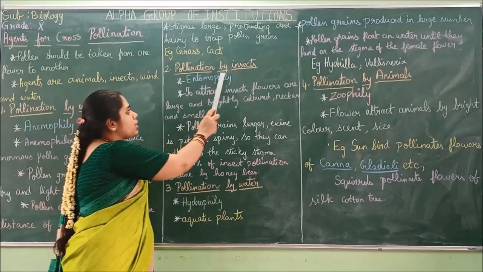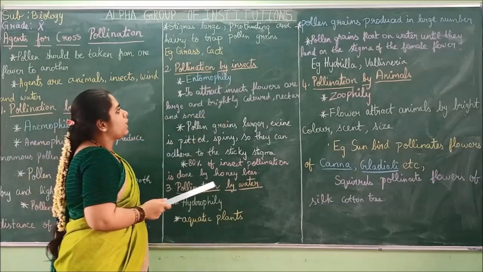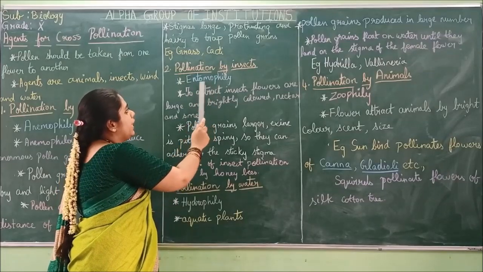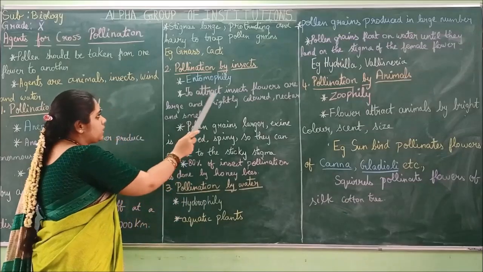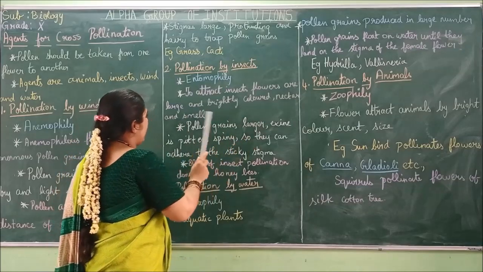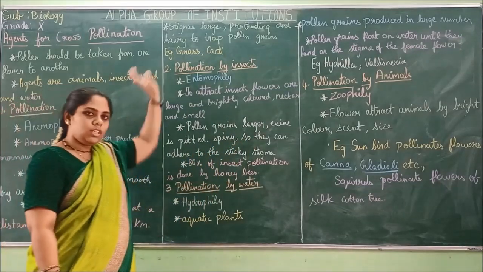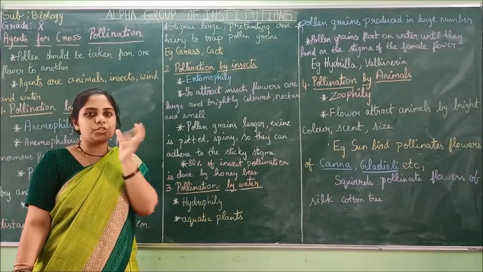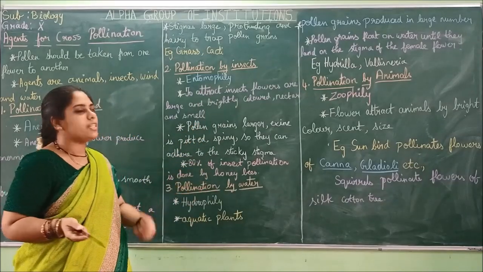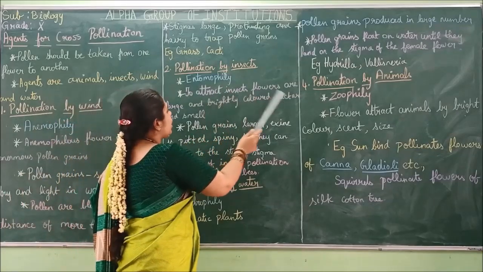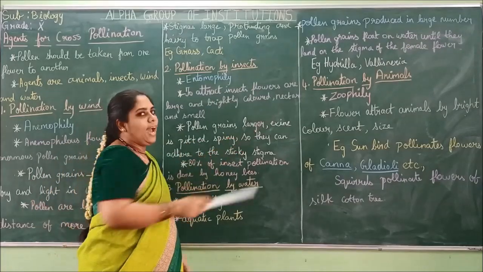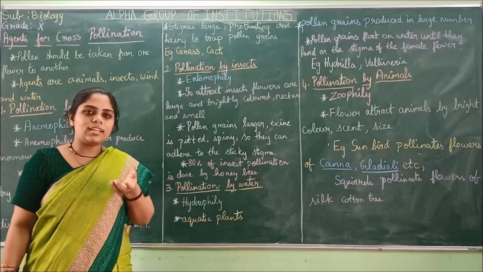Next is pollination by insects. Pollination by insects is called entomophily. To attract insects, flowers are large, brightly colored, with nectar and scent. In wind pollination the stigma is large and has small hairy structures. Here, to attract insects, the flower should be very large, brightly colored for the insects to come, and it should have nectar and a very good smell.